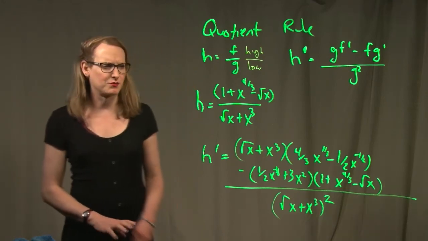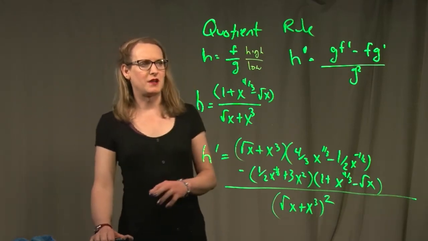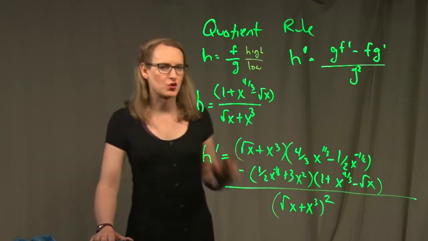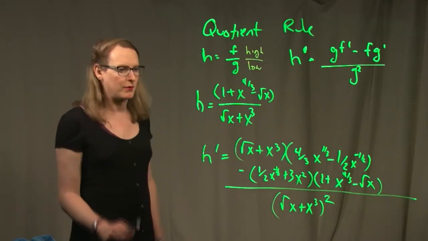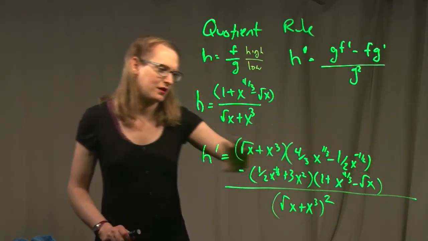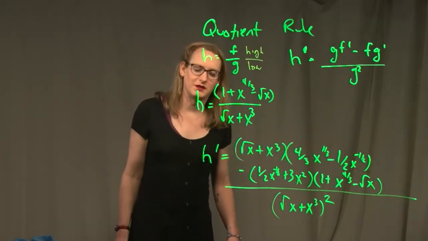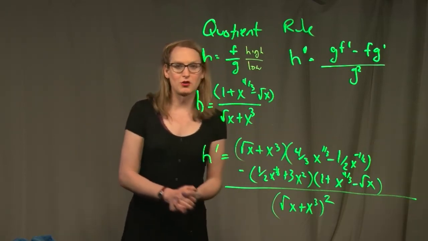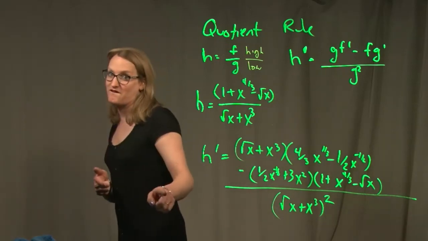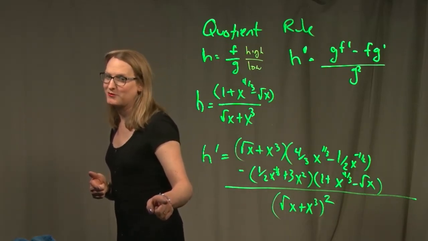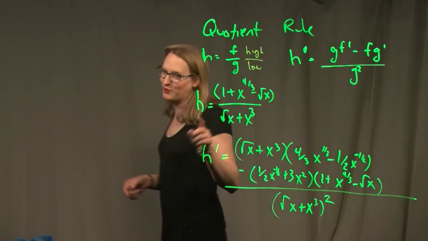I think this video was more about the low D high minus high D low, draw a line and square below than it is about simplification, so I think I'm going to stop there. This whole thing here is the numerator. It's very long, and that's the way it is. Okay, quotient rule. Low D high minus high D low, draw a line and square below.